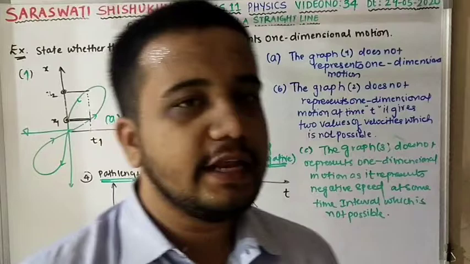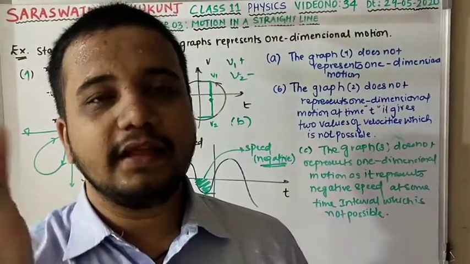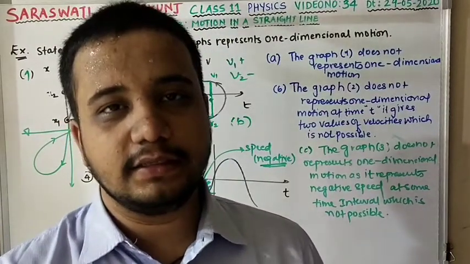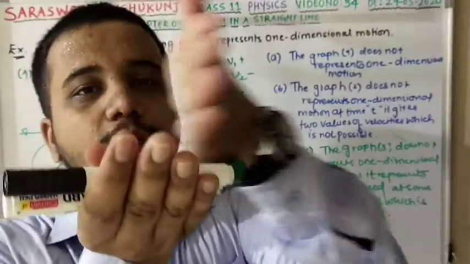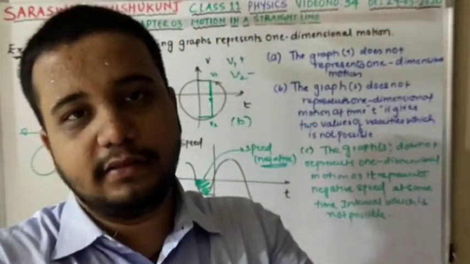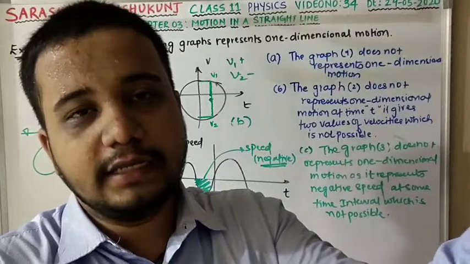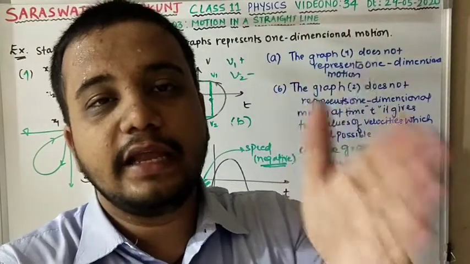Clear? Path length can never be negative, number 1. Path length can increase but path length cannot be decreased. Clear? If I am walking from here to here, I cannot say that I am decreasing my path length. Here, distance covered is increasing at every time instant. Path length can never be decreased.